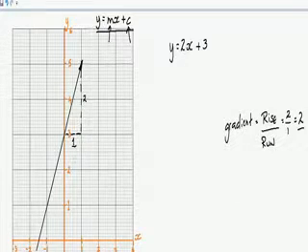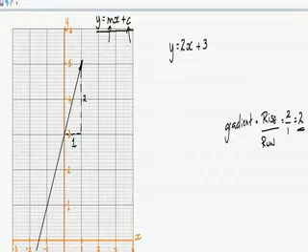And I always say come out 1 because then whatever your rise is, here it's 2, that will be your gradient. So if you come out 1 and you have to go up 4, then the gradient will be 4 because it will be 4 over 1 and anything over 1 is itself. So in that case it will be 4.